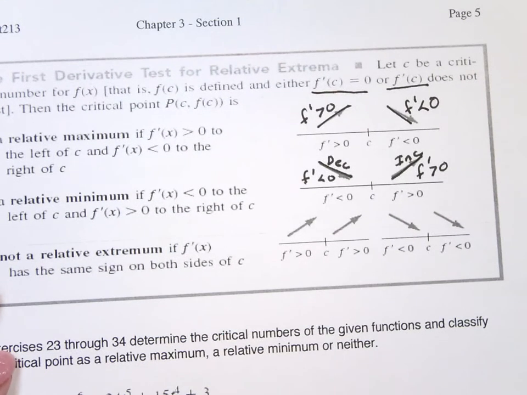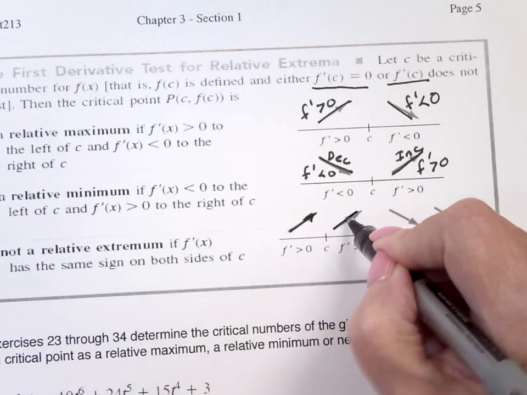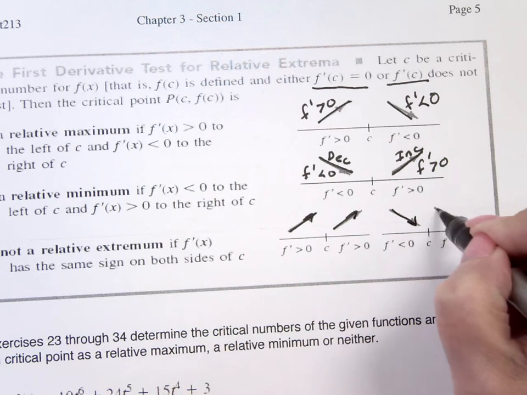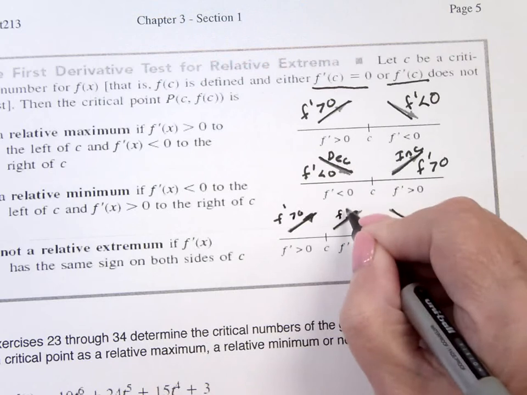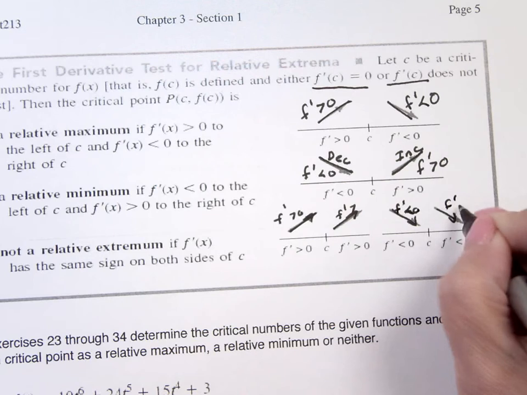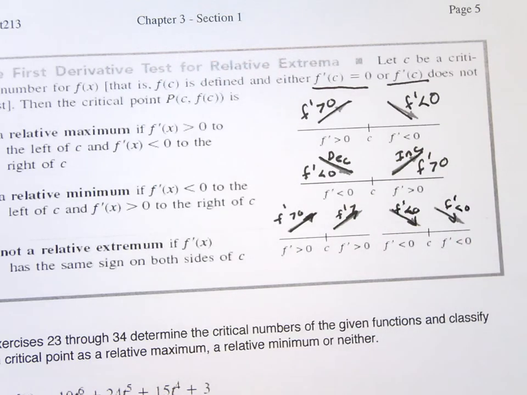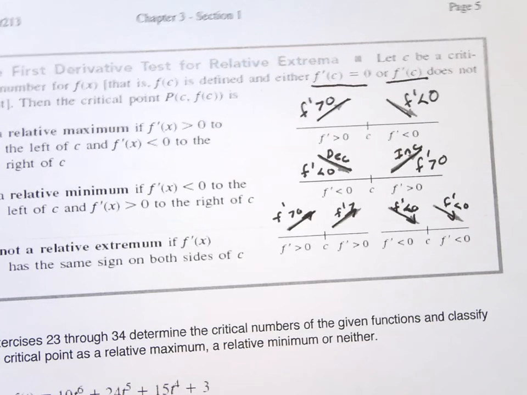Not a relative extrema if it has the same sign on both sides. That means increasing followed by increasing, decreasing followed by decreasing. So f prime positive, f prime positive, f prime negative, f prime negative. In other words, I don't have a peak and I don't have a valley. Then it's neither. Well, that makes perfect sense. We don't need to have a test to tell us that, because we've been doing it all along.